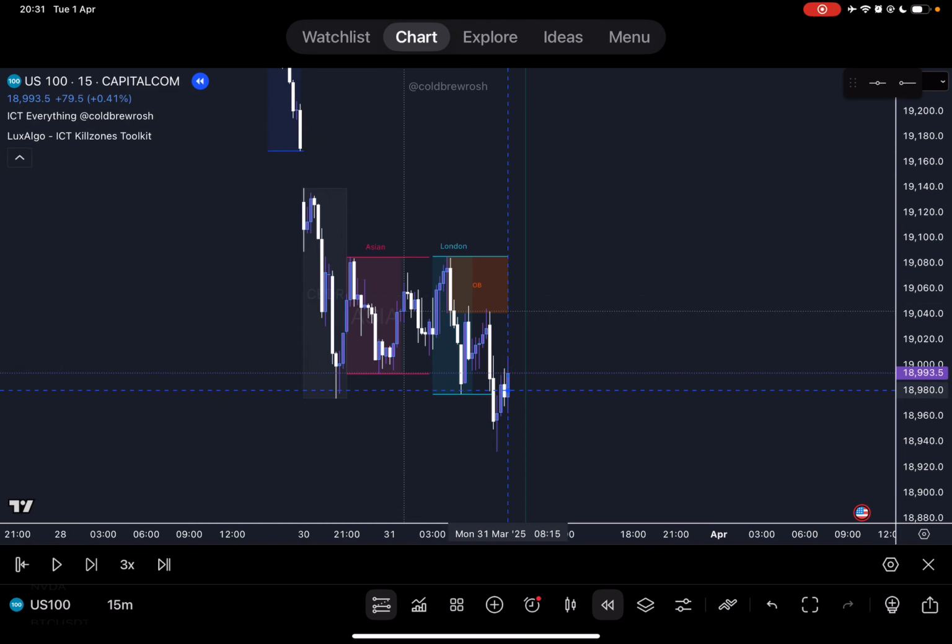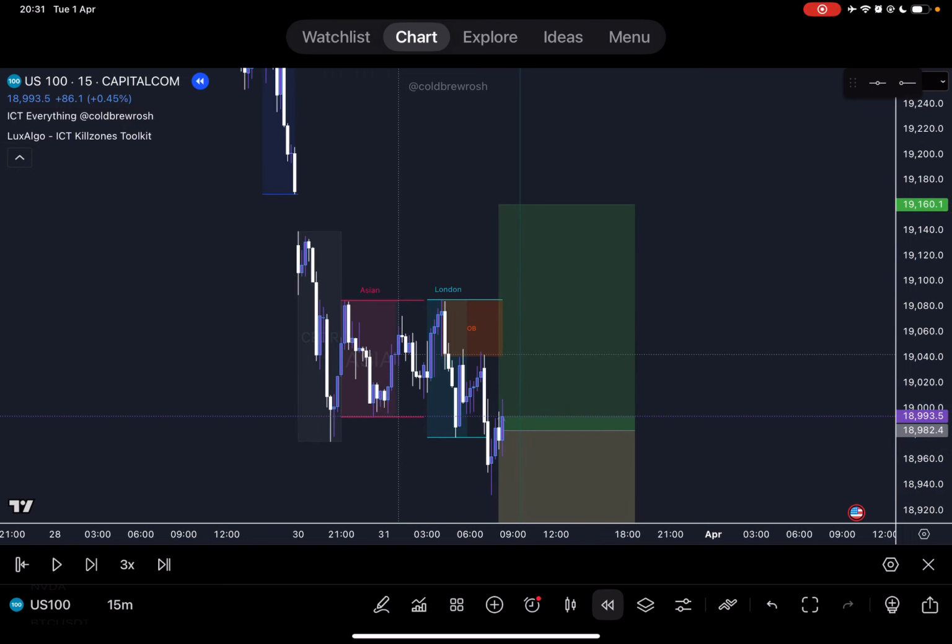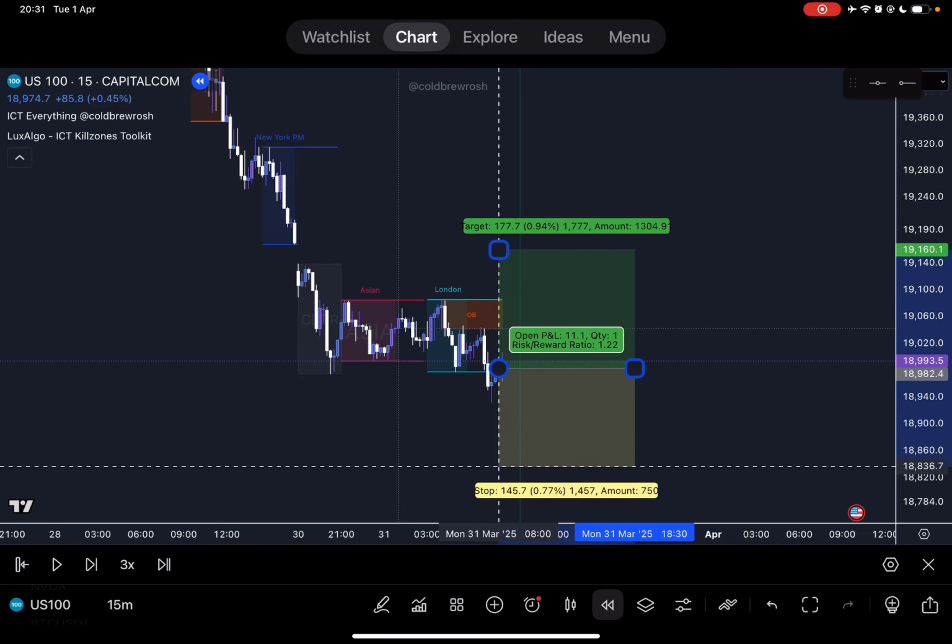So my entry model is essentially inversion fair value gaps. A fair value gap is the distance between two wicks, one over here and one over here. And the fair value gap gets inversed when we have a candle close above that gap. And you can see that's exactly what happened over here. I went long over here. I put my SL over here.